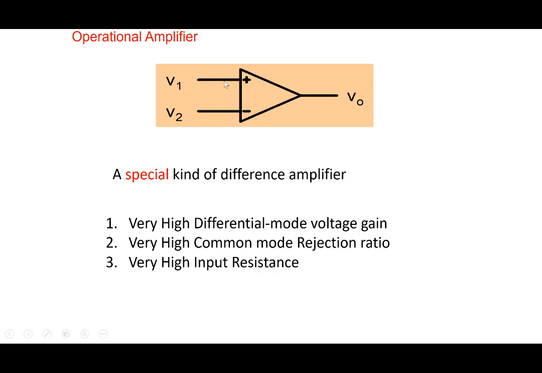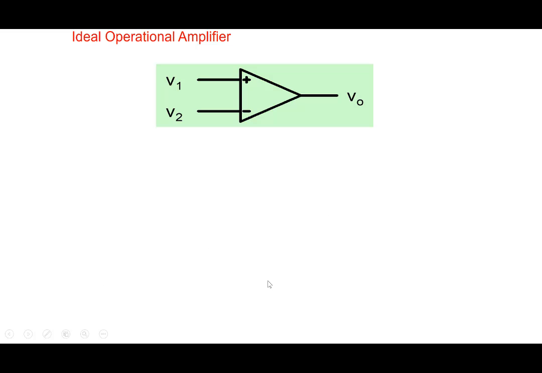So when you see from here, the resistance looking into this particular circuit is very high input resistance, very low output resistance here. And it has several other properties which we will not go into. So very high differential gain, very high common mode rejection ratio, or very low common mode gain, very high input resistance, very low output resistance here. And so in this particular course, we'll deal mostly with ideal operational amplifier.